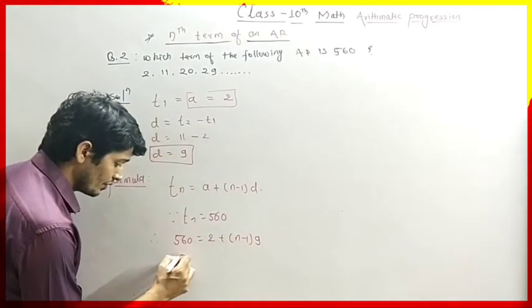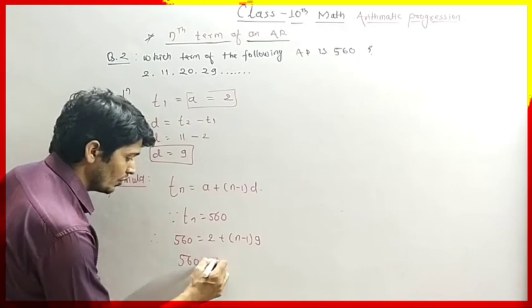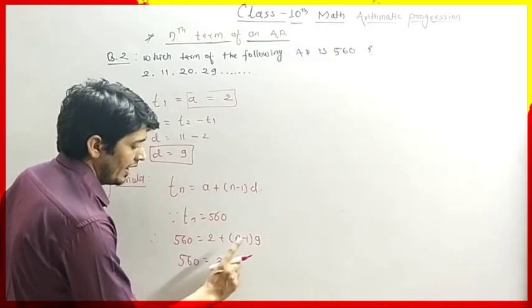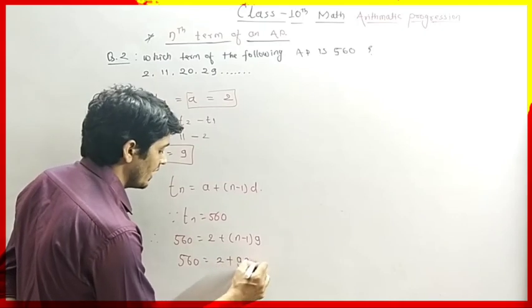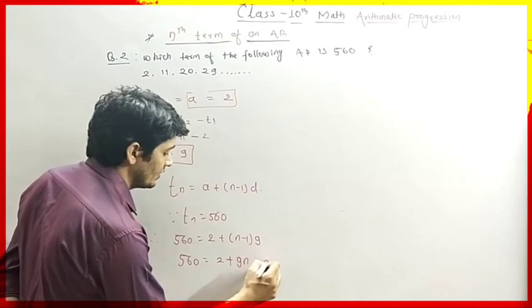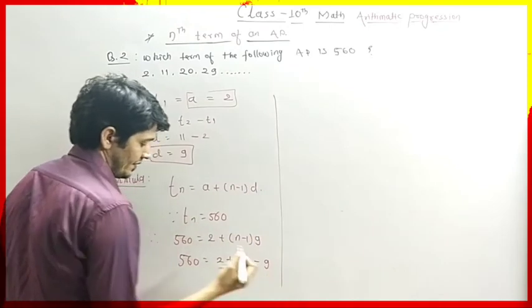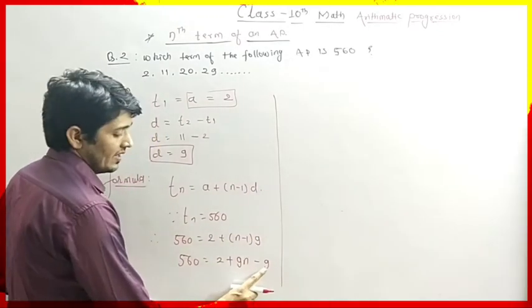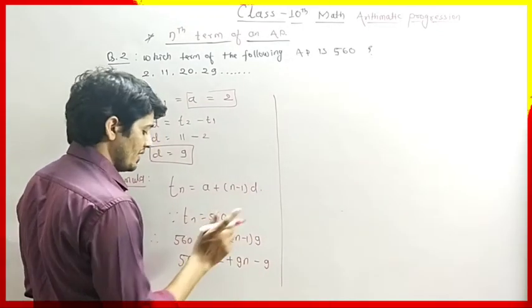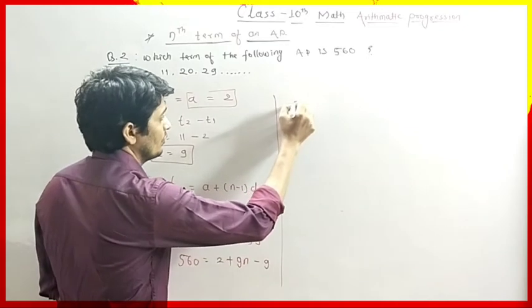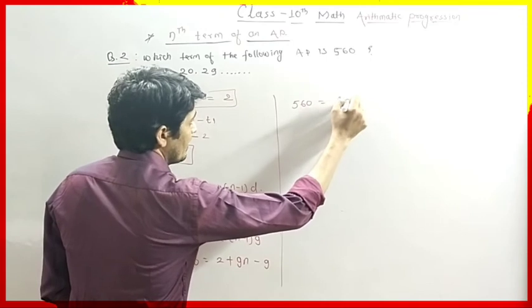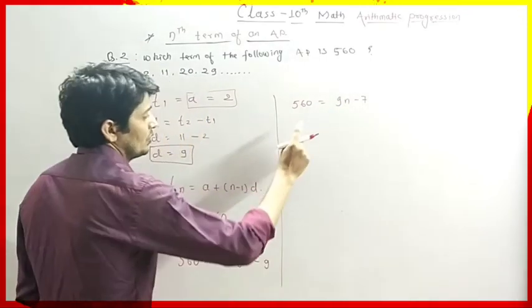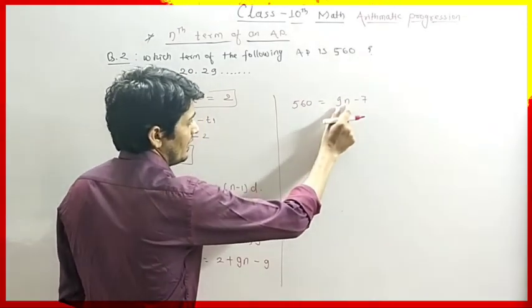So 560 equals 2 plus (n minus 1) into 9. n into 9 is 9n, minus 1 into 9 is 9. Now, minus 9 and plus 2 will be minus 7. So 560 equals 9n minus 7. So we have to derive this part, that is n.